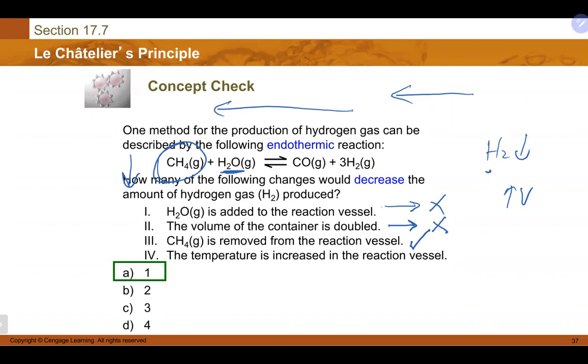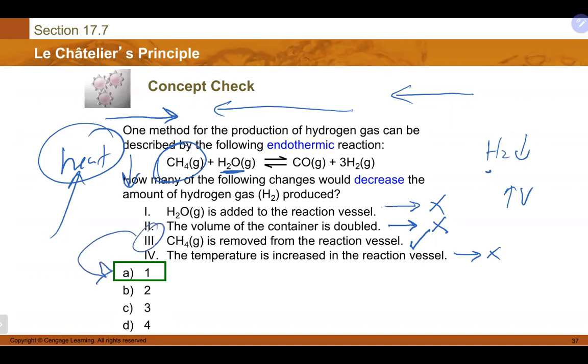Temperature increases. It's endothermic, which means heat is a reactant. So when we increase the temperature, we'll cause the equilibrium to shift away, and that will cause it to shift that way, which would make more H2. So in this case, it is number 3 that is actually the one that will cause us to have less H2. Any questions in those cases there?